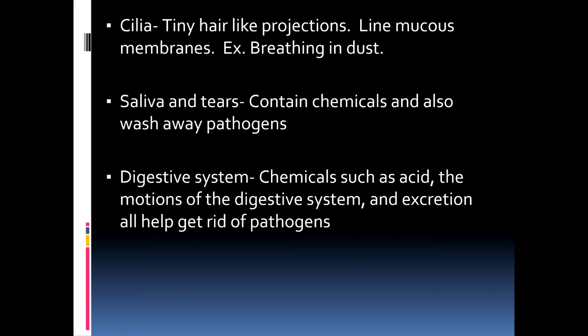There's chemicals such as acids in the digestive system that will help to destroy pathogens. Also, the motion of the digestive system and the excretion of different types of food items that you may consume that have pathogens on them, that's going to help enable you to stay safe. It'll either go out through defecation or somebody will vomit those things up oftentimes. So again, like I said before, all of them are both physical and chemical with the exception of cilia.